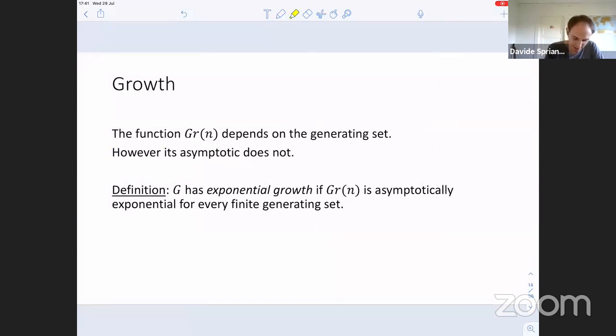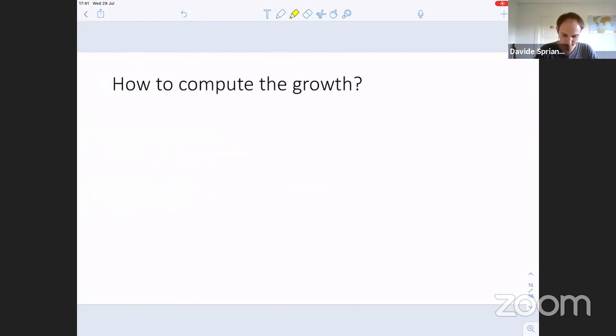And so we can make a definition. G has exponential growth if the growth of G is asymptotically exponential for every finite generating set. Of course, we only need to consider finite generating sets. Otherwise, it could be much weirder. But we just say that this function is an exponential function. Okay, very good. This makes sense, and this does not depend on the generating set. So it makes sense to say that a group has exponential growth.